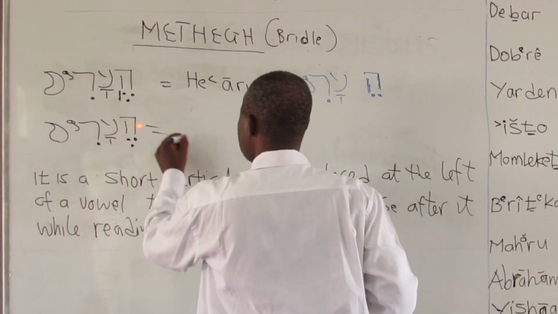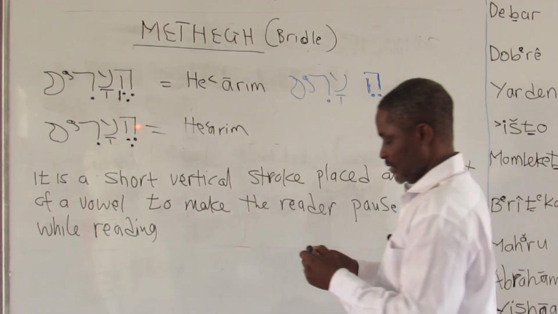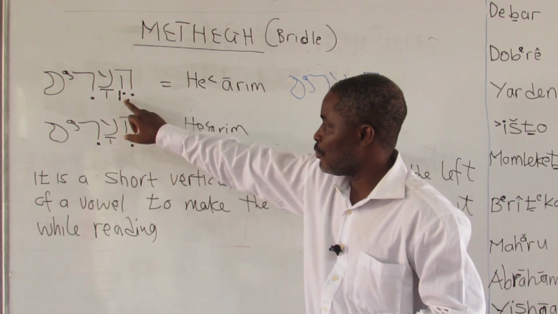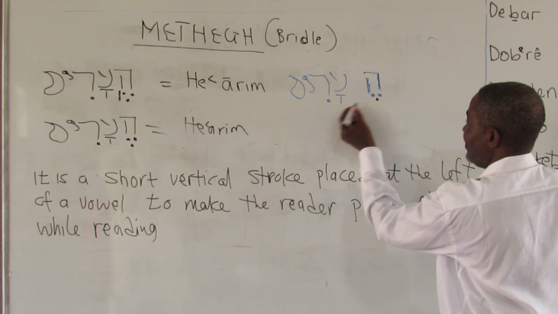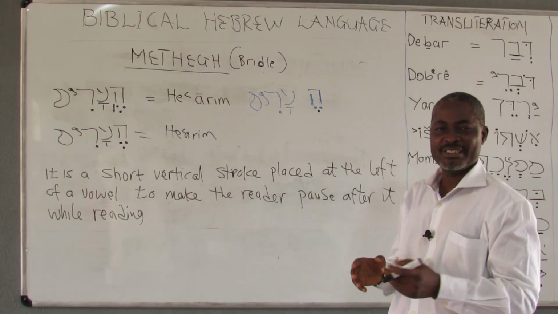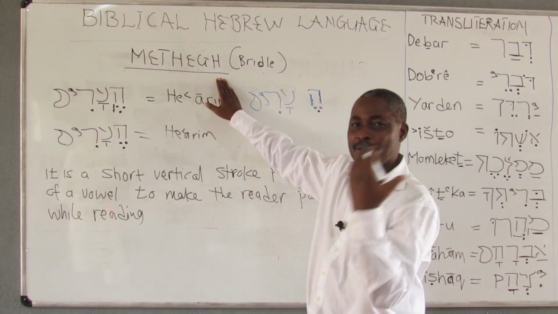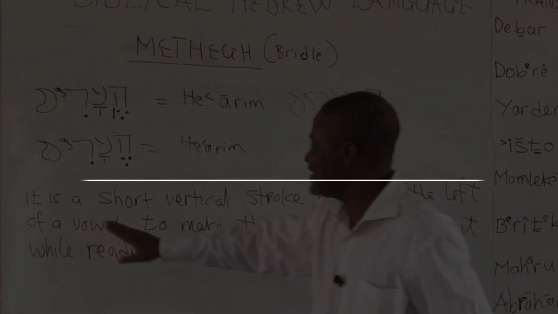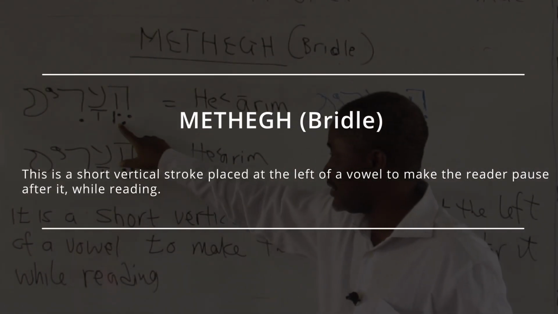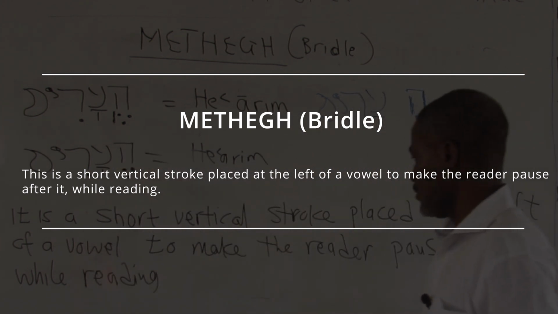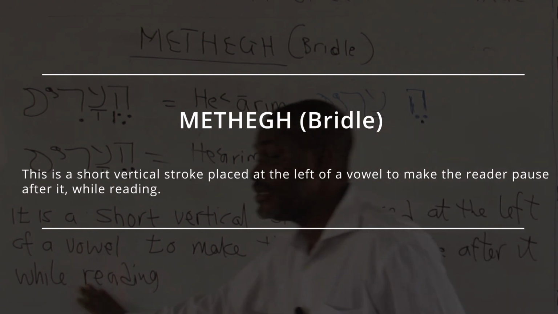Let me write it out. This is read eharim, because there is no vertical stroke. But once the vertical stroke is there, you read it like this: arim, just to tell you to pause as you continue to read. Now, how is it defined? A Methegh is a short vertical stroke placed at the left of a vowel, just like it is placed here, to make the reader pause after it while reading.